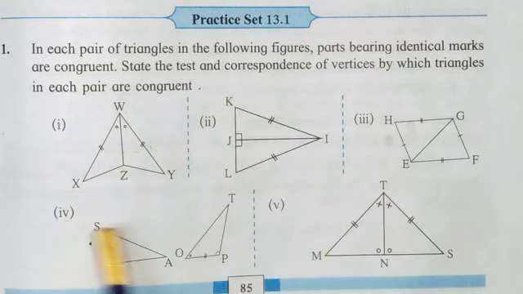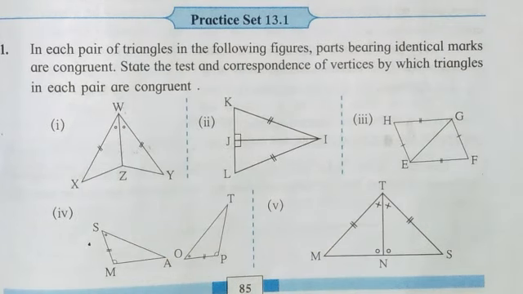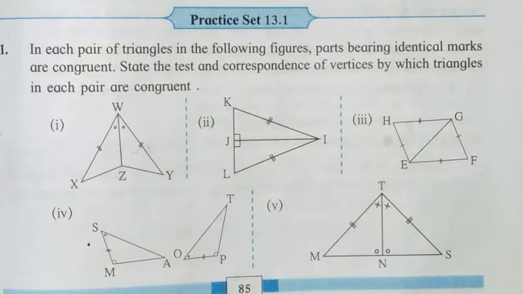Similarly, questions number 4 and 5 also have figures. Here also you have to identify the tests and mention the correspondence of vertices by which the triangles in each pair are congruent. Both the sums are very easy. You will definitely be able to solve them. That way our practice set number 13.1 is over.